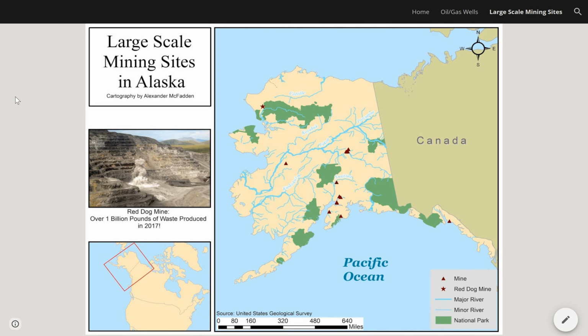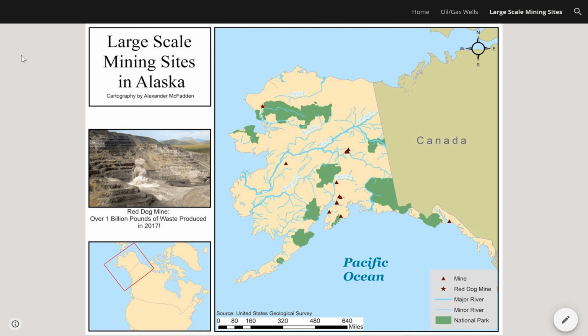As for other map elements, I made sure to add a North Star at the top right to provide spatial context. I added a legend to make sure that individuals viewing the map knew what each of the polygons, the vector layers, were. I then added a scale bar to provide more spatial context, and then a source to provide where I got this information.